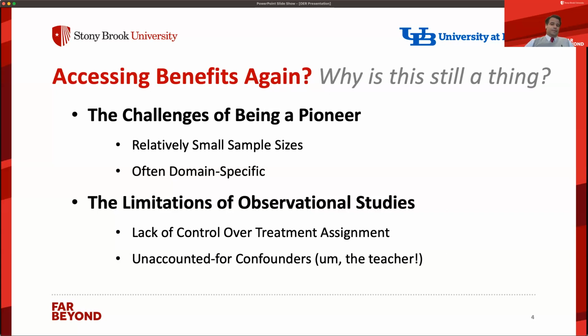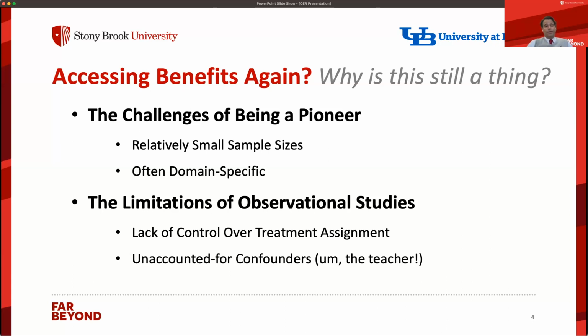Assessing benefits again. So why are we assessing the benefits of OERs on grades and course completion rates? It's been done before, right? Well, in fact, there have been plenty of great studies that suggest OERs do improve these measures of student learning. OERs would probably not be as popular as they are today without the important contributions of these pioneering researchers. However, there are challenges to being first.